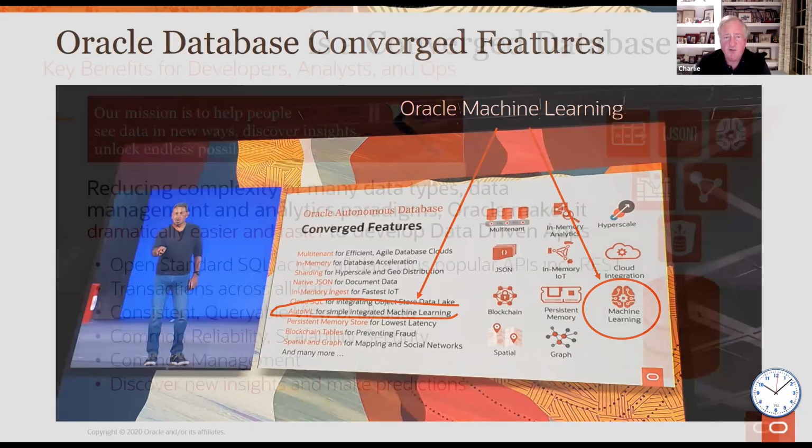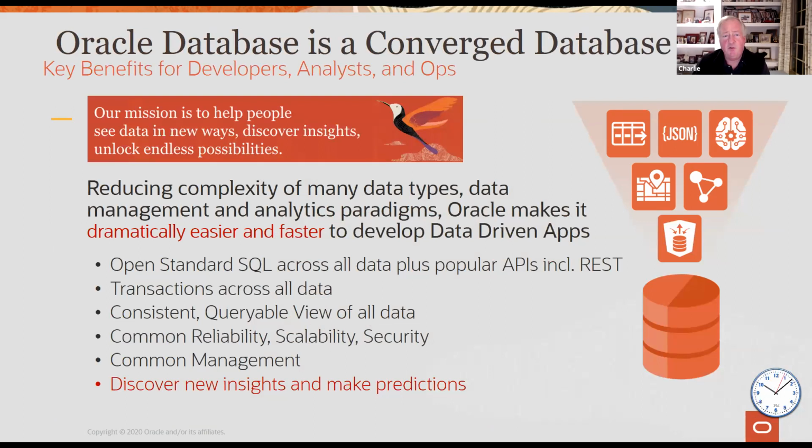But what we've done, to fit into the mission statement of Oracle, is add these machine learning algorithms, which we've been doing for 20 years now, and they are now part of this Converged database. And the Converged database allows you to extract more information from the data to actually make predictions. And as they say here, it helps with the mission statement, which is to help people see data in new ways, discover insights, unlock endless possibilities. So that's what we do, being part of the Oracle database.